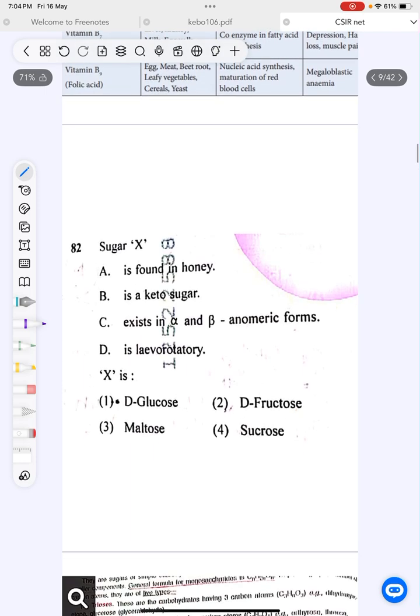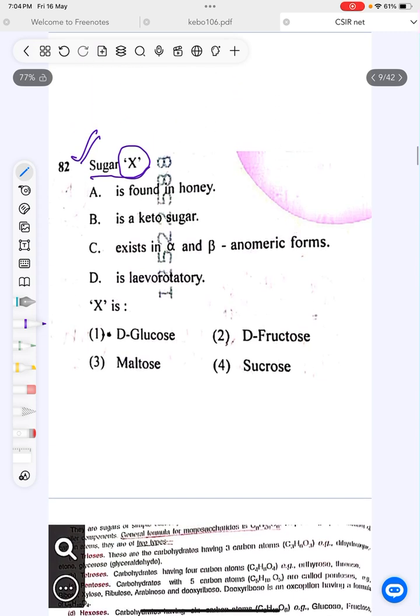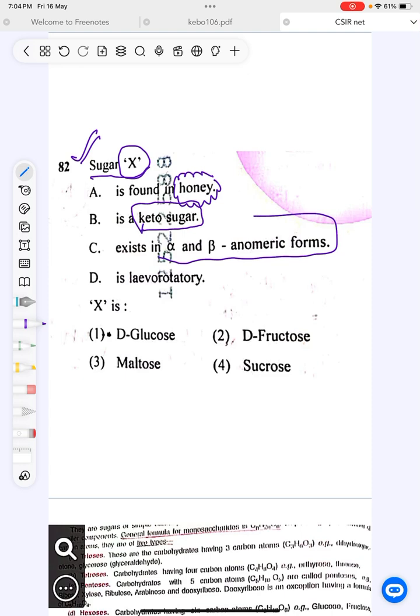Next question is also in the chemistry section: sugar. We don't know what the sugar is, but here are some characteristics. It is found in honey. It contains ketose sugar, exists in alpha and beta anomeric forms, and it is levorotatory.